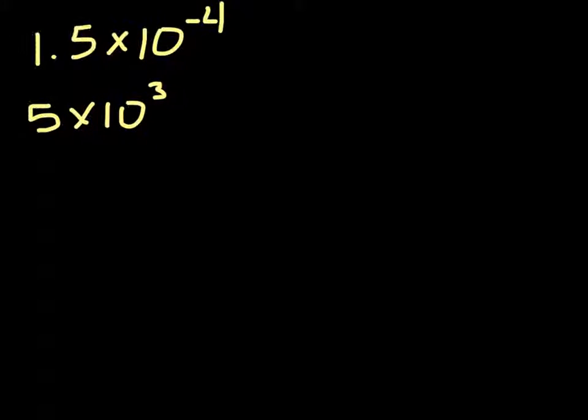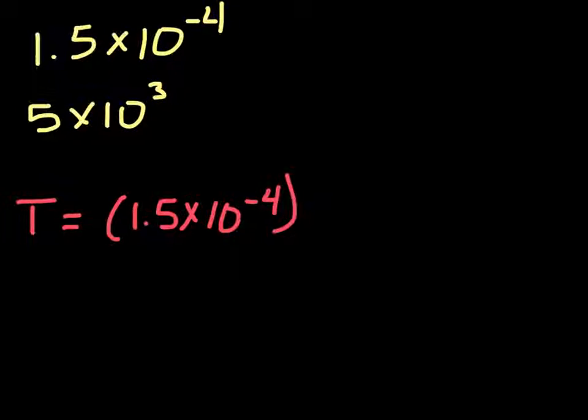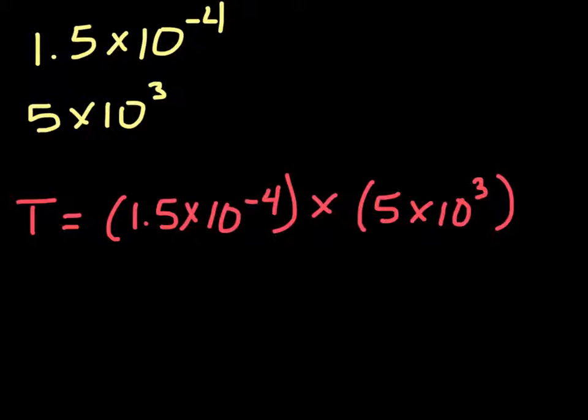So the total mass is going to equal 1.5 times 10 to the negative 4th times 5 times 10 to the 3rd. So what on earth do we do to multiply these two numbers in scientific notation together?